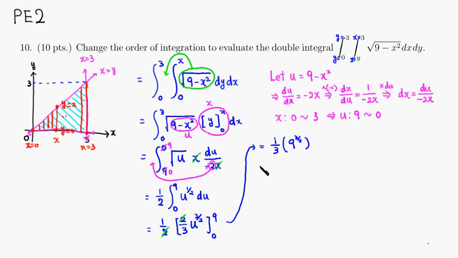So what's that? 9 to the 1/2 power is the square root of 9, which is 3, and it's 3 cubed. But there's a 3 here, so 3 cubed over 3 is 3 squared. So this is going to be just 9, minus 0 anyway. So 9 is the value of this double integral. Alright, that's it. I hope that this was clear.